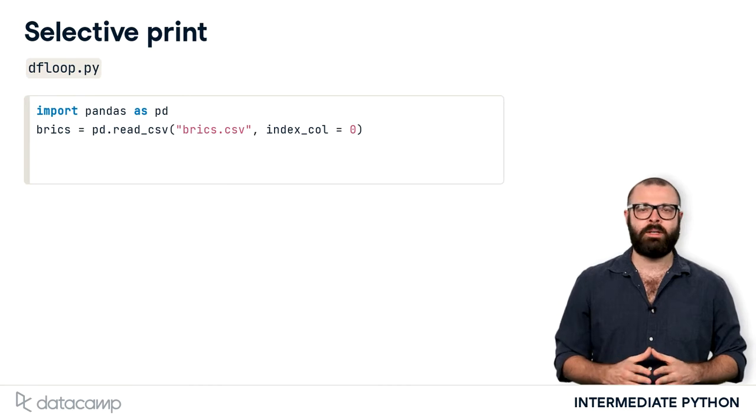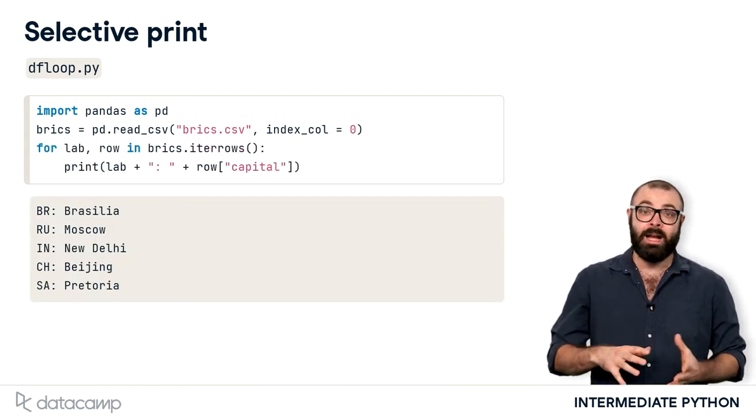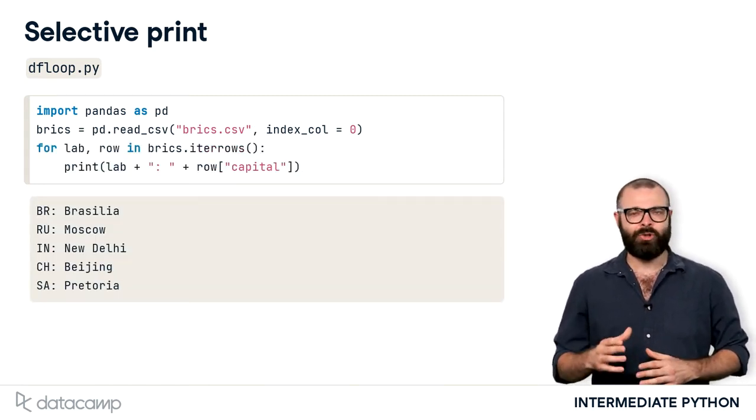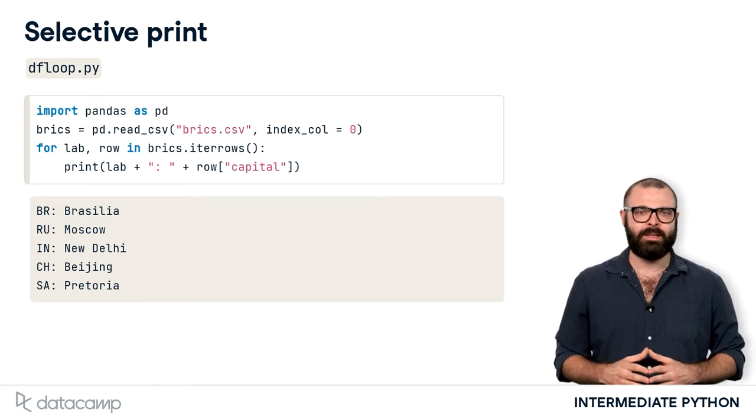Suppose you only want to print out the capital on each iteration. Let's change the print statement as follows, printing the label and the capital together. You can take things further than simple printouts though.